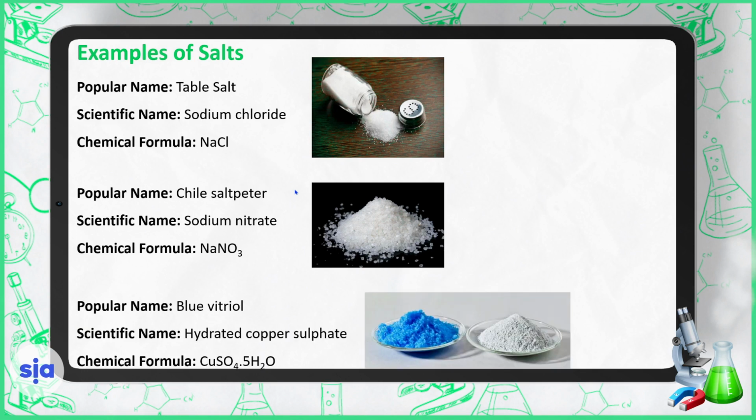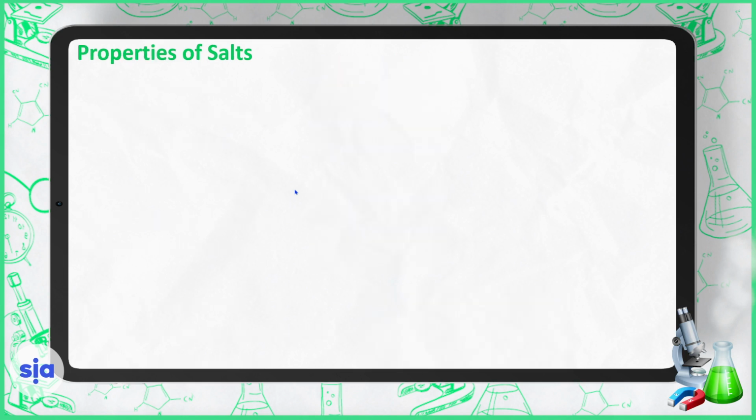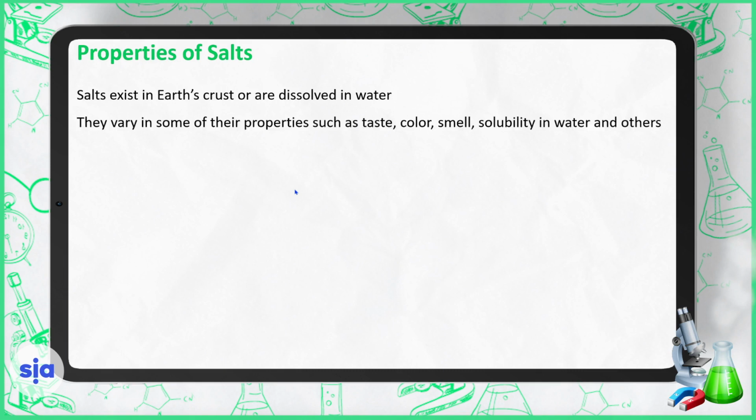The blue vitriol or the hydrated copper sulfate. We write it as copper sulfate, CuSO4, attached to 5 H2O, 5 water molecules. That's why it's called hydrated. But what are the properties of salts? Salts exist in the earth's crust or are dissolved in water. They vary in some of their properties. They have different taste, color, smell, and ability to dissolve in water.